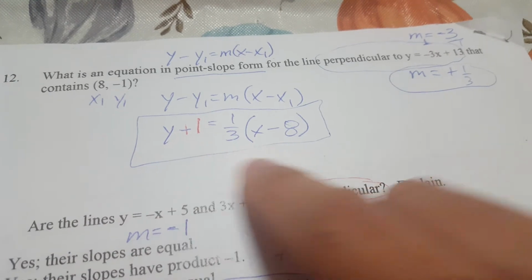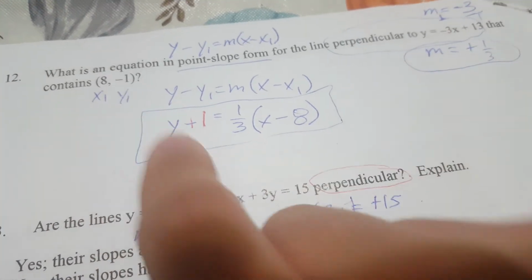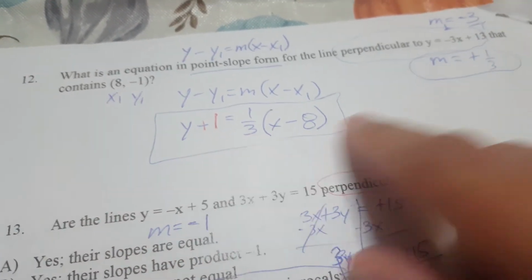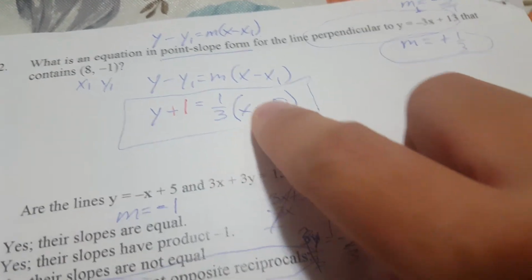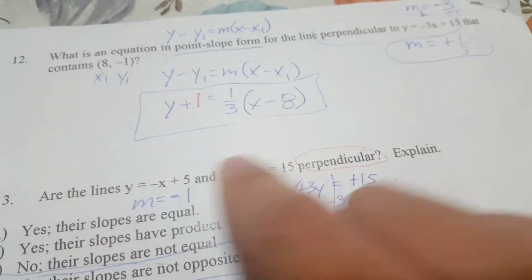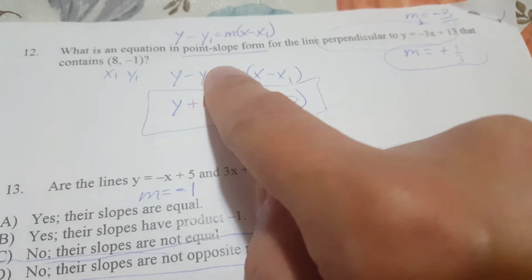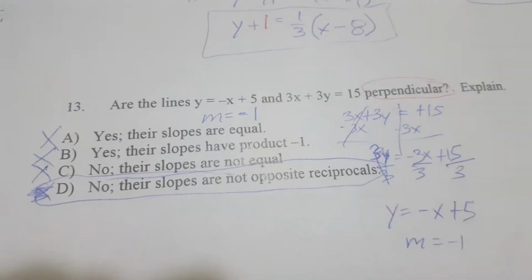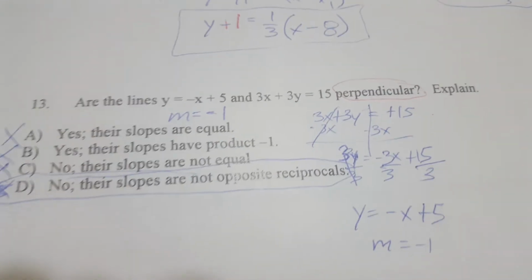And so now when it comes to the equation, I'm just saying y minus negative 1. Well, minus negative changes to a plus. My slope is 1/3. This is going to be x minus 8. Because they wanted it in point slope form, I'm done right here. Number 13 is multiple choice.